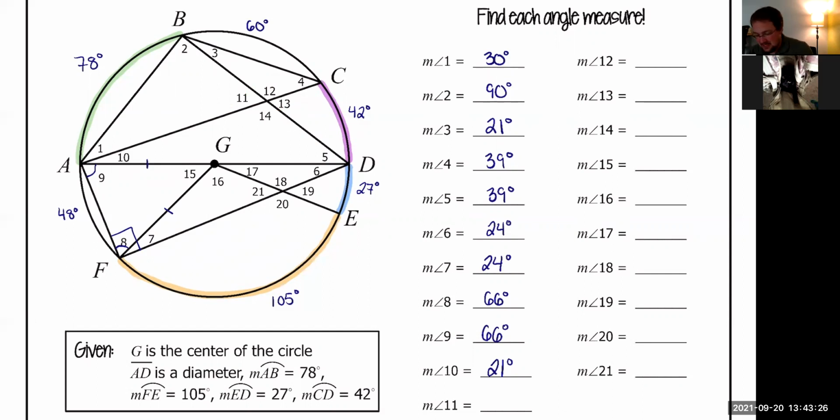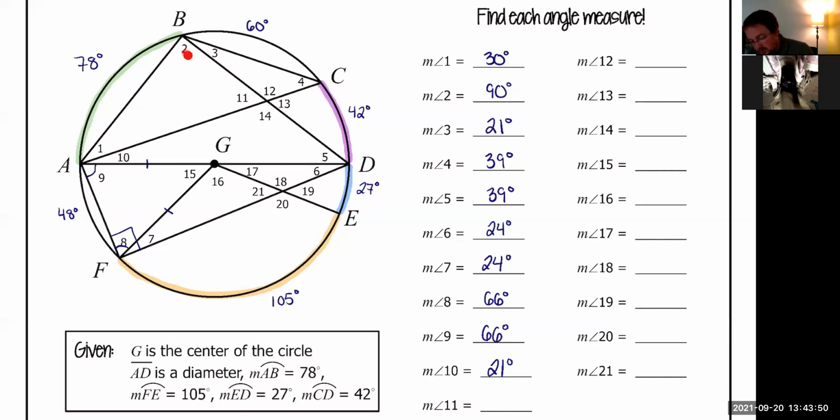Angle 11. If you look at this triangle inside here, well, there's not even a point named there. But if you look at the triangle formed by angles 1, 2, and 11, how many degrees should that triangle have? 90? Oh, careful. A whole triangle has 180.